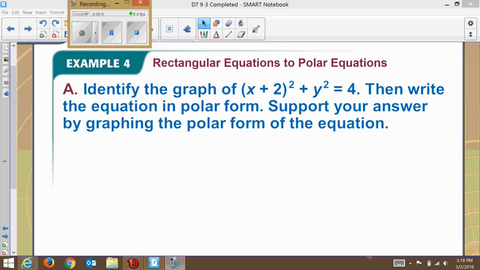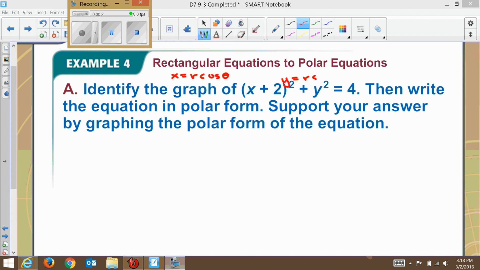Converting points, let's look at converting equations. So given this is in rectangular form, let's convert this to polar. To convert it, we need to substitute. Instead of x, we're going to remember that x equals r cos theta, and y equals r sine theta. So now let's substitute.